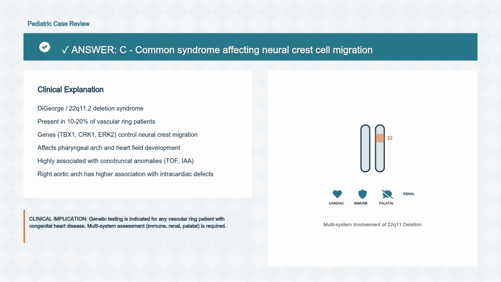DiGeorge or 22q11.2 deletion syndrome is present in 10 to 20% of vascular ring patients. It highly associates with conotruncal anomalies like tetralogy of Fallot. Comprehensive genetic and immune testing is mandatory.